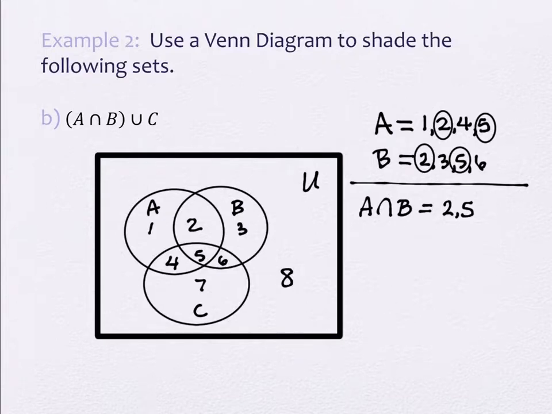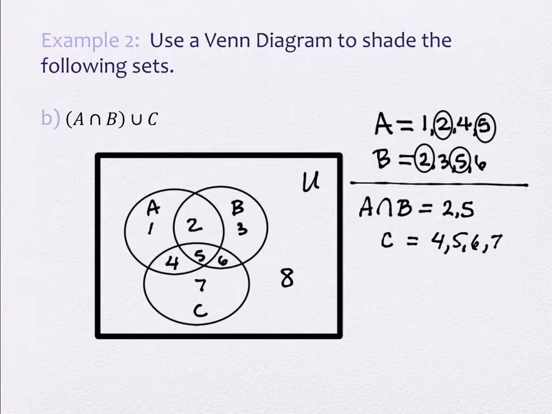Okay? All right, we've done the inside part of the parentheses. Now we're moving to the outside part of the parentheses. We have a second set, or really a third set, to consider, and it's the set C. Again, it could have been complement. It's just not on this one. So what numbers are inside of set C? 4, 5, 6, and 7.